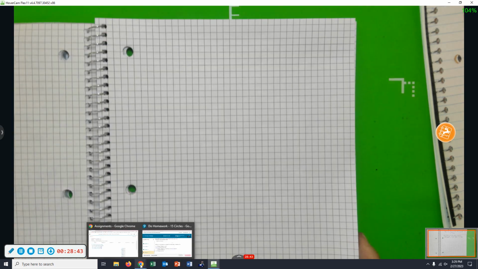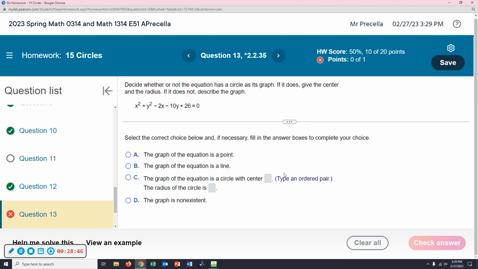Number 13. There we go. Let me write the problem down. X squared plus y squared minus 2x minus 10y plus 26 equals 0. If you're going to just guess wildly, do not guess that it's a line. How do you know that can't be right? Well, there's exponents.